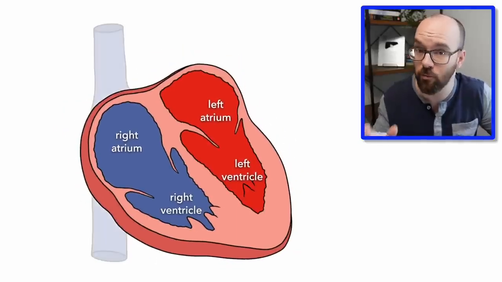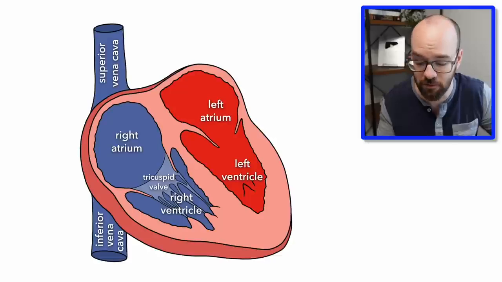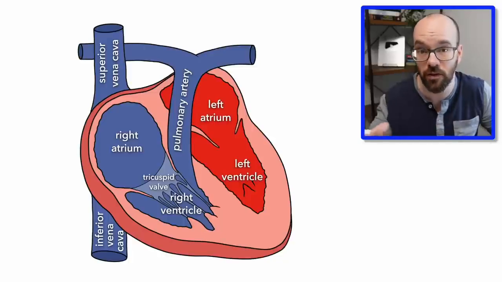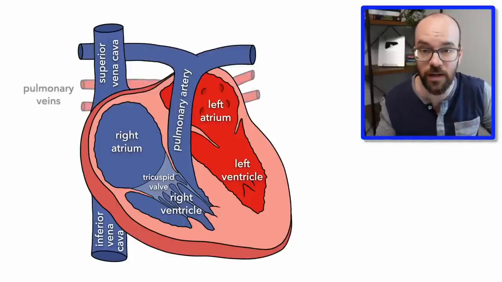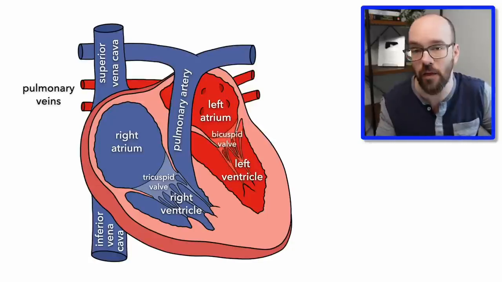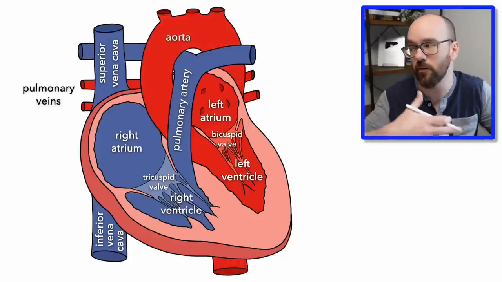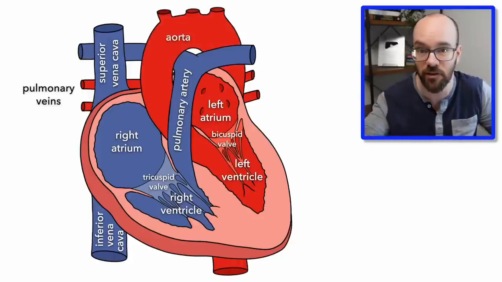Blood is going to come into the right side through the superior and inferior vena cavas into the right atrium. It'll pass through the tricuspid valve into the right ventricle, and the right ventricle is going to pump it out through the pulmonary artery to go to the lungs to receive some oxygen. The blood is going to get back to the heart through the pulmonary veins and go into the left atrium. From the left atrium, it'll pass through the bicuspid or mitral valve into the left ventricle, and then the left ventricle is going to pump it very forcefully out through the aorta so it can travel throughout the rest of the body and deliver the oxygen and nutrients and hormones and all the other stuff that's in our blood.